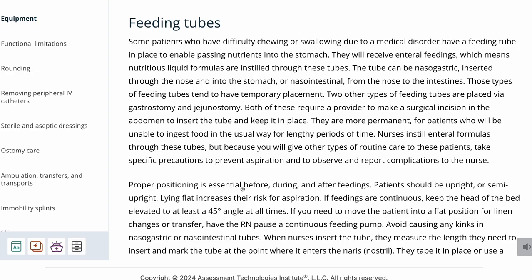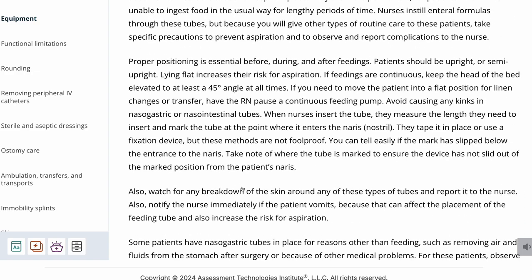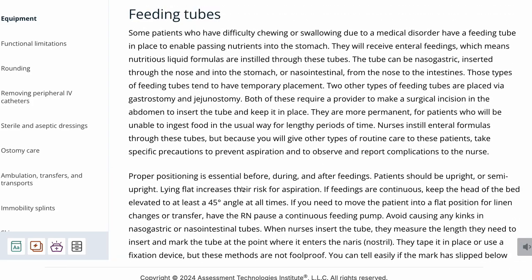Feeding tubes. Is it almost time? Yeah, it is. Okay, let me do feeding tubes and I'll stop.